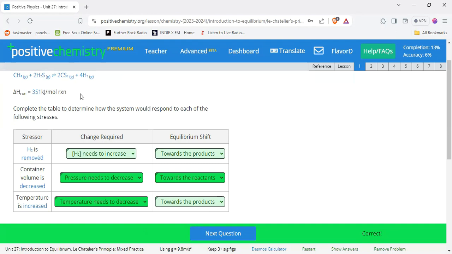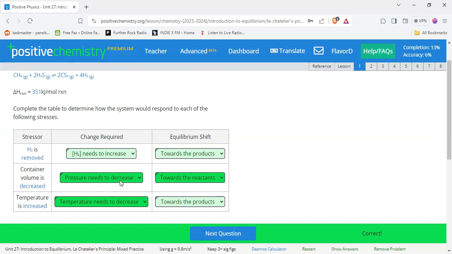So H2 is removed. That's removing something on the right, meaning everything will flow toward the right, because that's the weak side. It needs to push this back up to account for that being removed, and everything will flow toward the products. If the volume of the container is decreased, it's going to favor the side with fewer molecules.